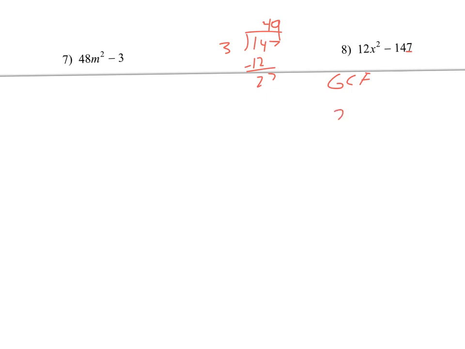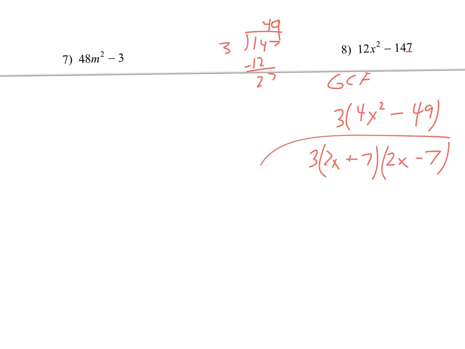So I'm going to take a 3 out front, and so if I divide both of those by 3, it'll turn into 4x squared minus 49. And then I notice that we have perfect squares, so I'm going to break it down more. So I get 2x and 9, not 9, it's going to be 7. And then 2x and 7 again, and then 1 plus and 1 minus in either order.